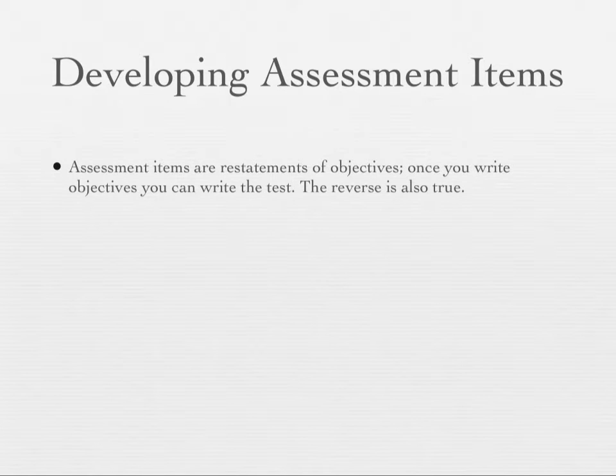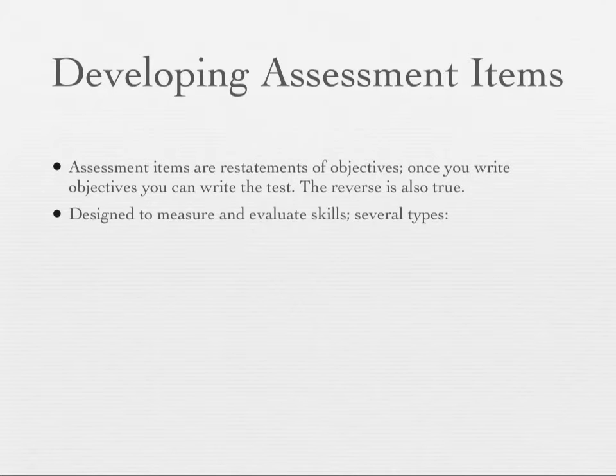In terms of developing assessment items, again, assessment items are restatements of objectives. Once I write my objectives, I can write my test or create my assessment items. And incidentally, the reverse is also true. If you have a well-written assessment, you can actually work backwards and derive your objectives from the assessment items. There is a direct relationship between your objectives and your assessment items.